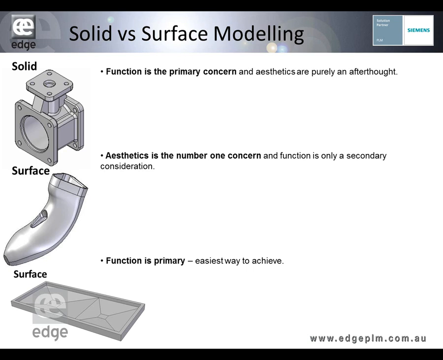Now we use surfaces again where function's primary, but it happens that using the surface technology is the easiest way to go about it. The example I've got here is like a concrete base, a drainage base, or something like that. It's a series of tilted planes, and the easiest way to produce those and manage them is to use surfaces. And we'll look at both of these techniques as we go through.